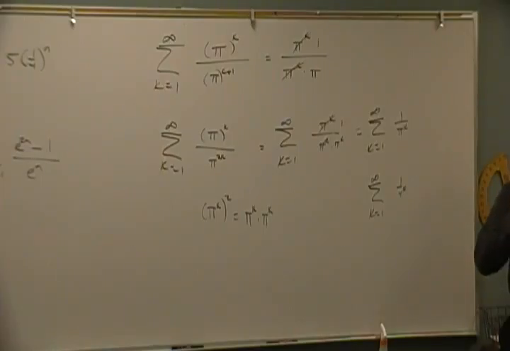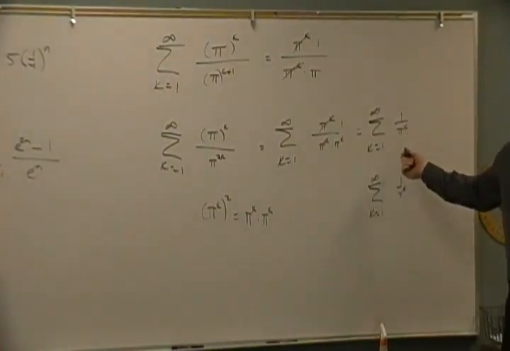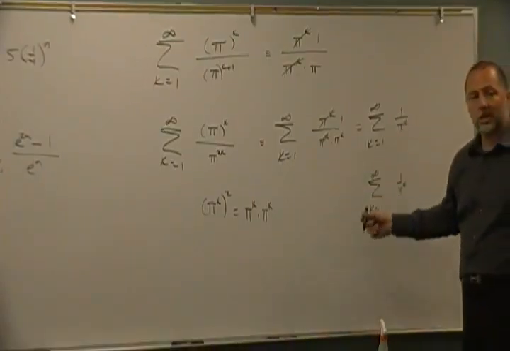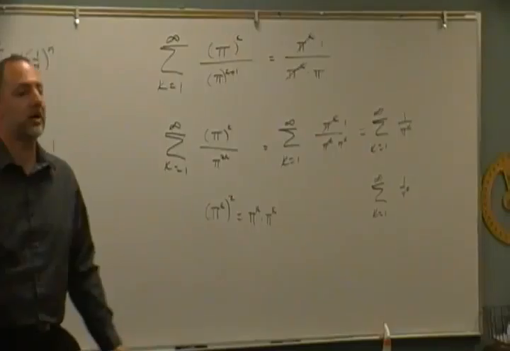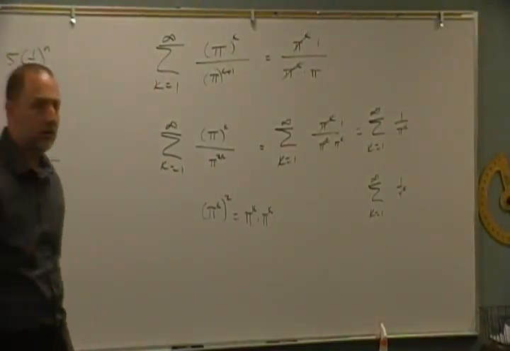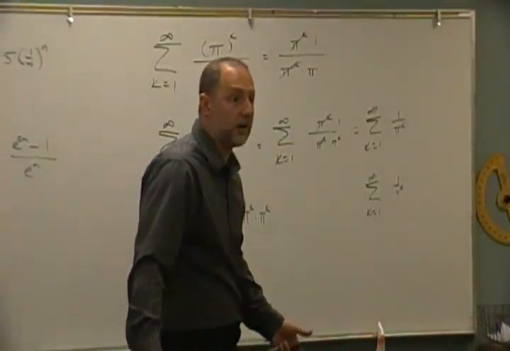I have a common ratio. What's my common ratio? This is a geometric sequence. I am multiplying each term by the same constant. The fact that pi is a nasty transcendental number doesn't matter. It's still a constant. It's still a geometric sequence.